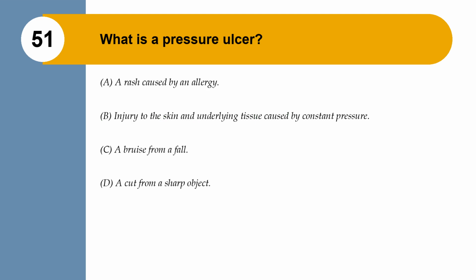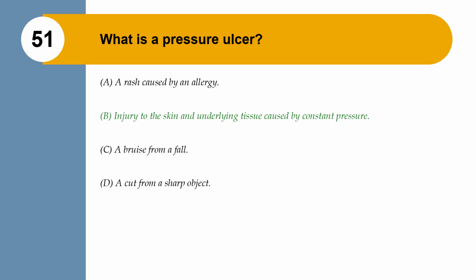Question 51. What is a pressure ulcer? Option A. A rash caused by an allergy. Option B. Injury to the skin and underlying tissue caused by constant pressure. Option C. A bruise from a fall. Option D. A cut from a sharp object.